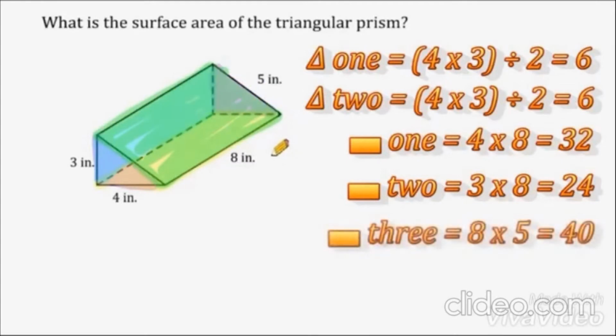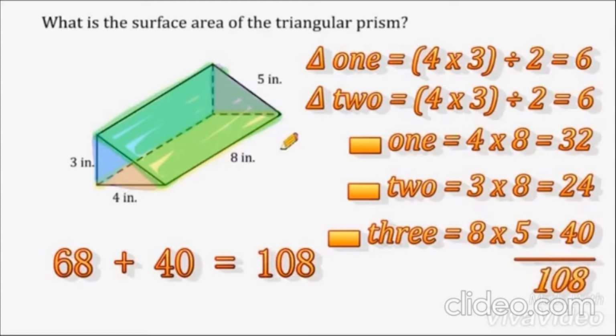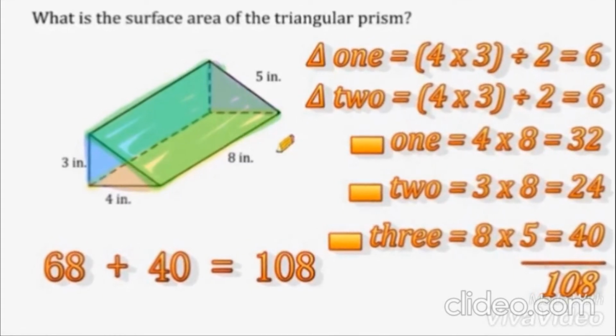Now that we know the area of 5 surfaces, let's go ahead and add them together to get our total surface area. So we have 6 plus 6, which is 12. Then we add 12 to 32, which is 44. And then 44 plus 24 more is 68. And 68 plus 40 more is 108. So the total surface area of the triangular prism is 108 square units.